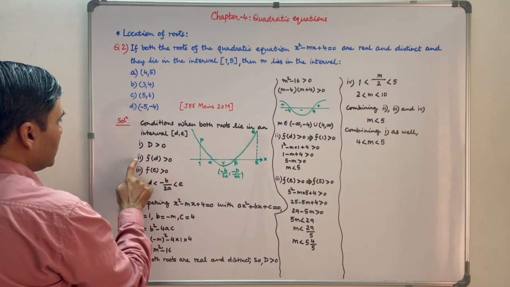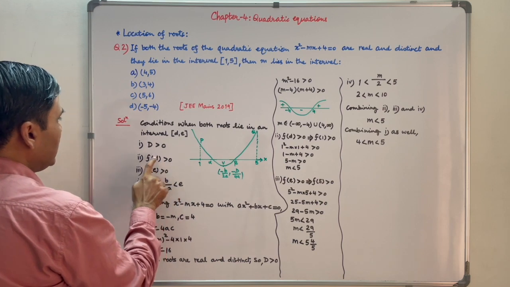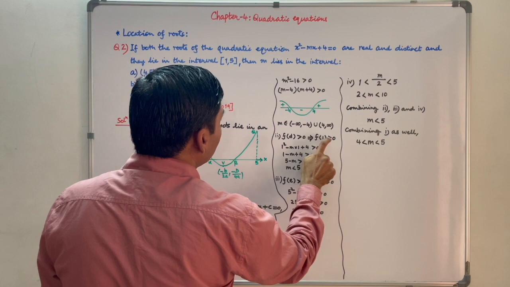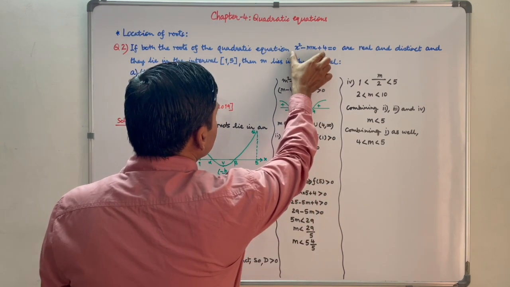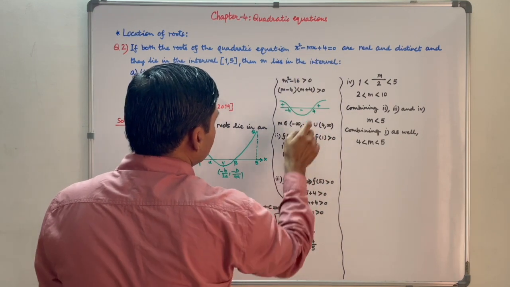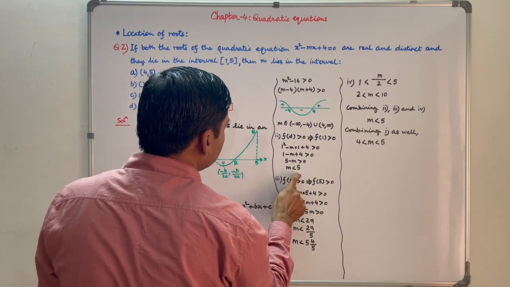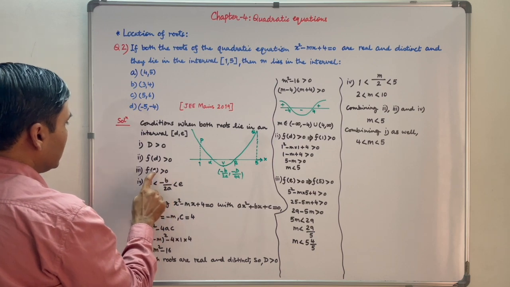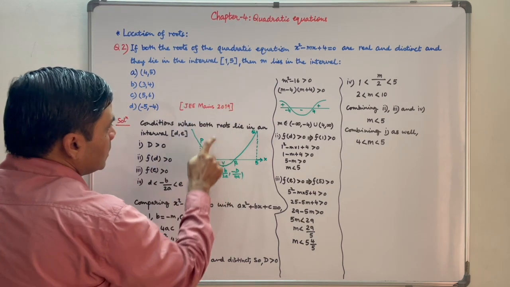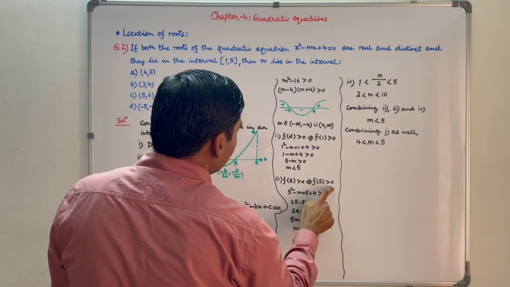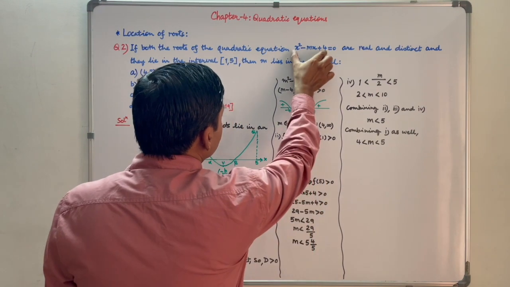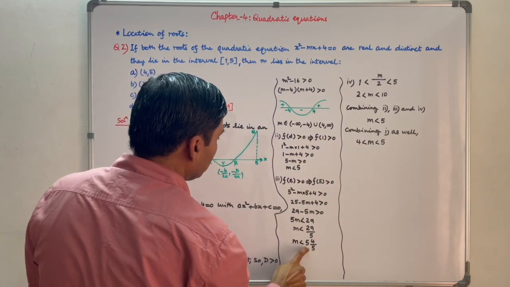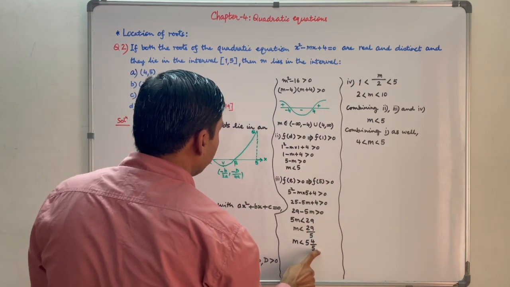Condition number 2 says f(d) is greater than 0. Here d is equal to 1. So f(1) is greater than 0. Put x is equal to 1 in this expression to get f(1). So the condition is m is less than 5. Condition number 3 says f(e) is greater than 0. Here e is equal to 5. So f(5) is greater than 0. Put x is equal to 5 in this expression to get f(5). So the condition is m is less than 29 by 5.